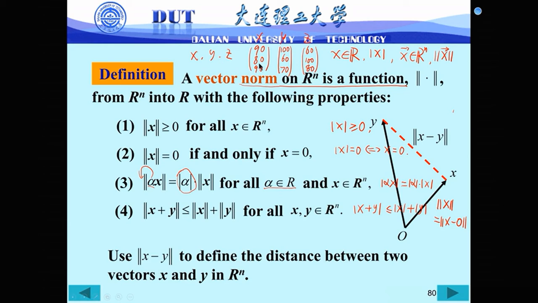Now you need to consider which one is the best student. You can use different rules, right? For example, we can consider the total scores. That means we just consider the summation of the components. So by total score, we know X's total score is 260. Is it okay?